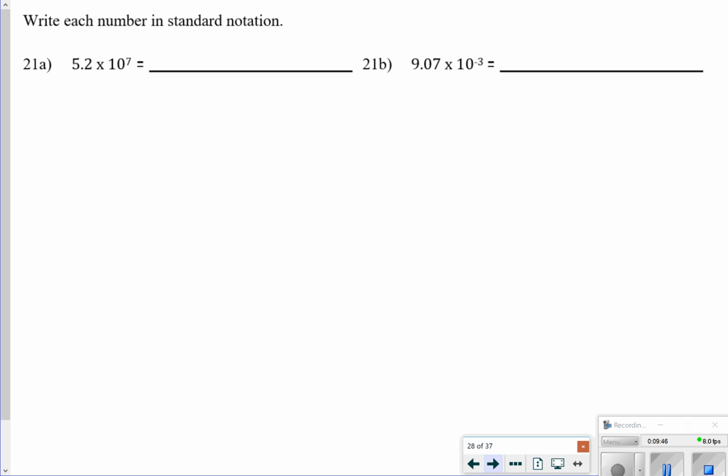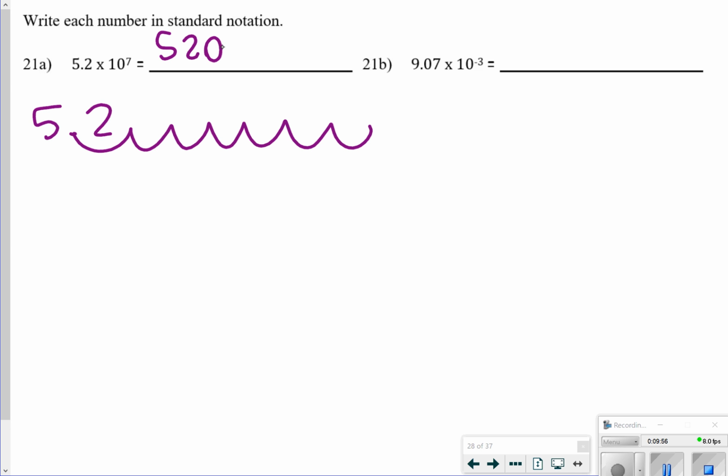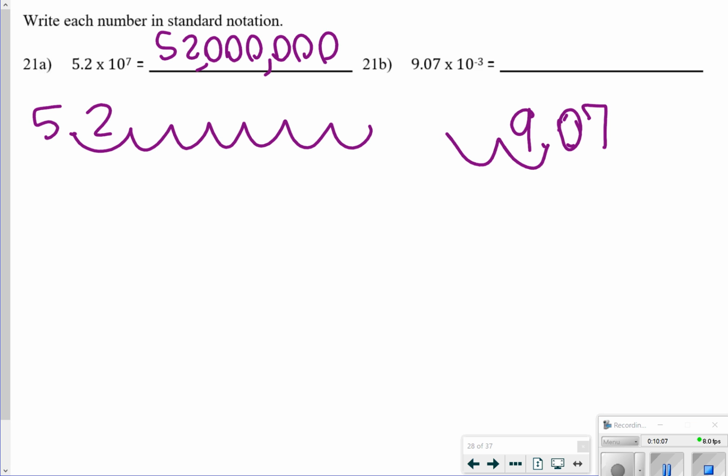For 21a, you're writing this in standard form, so you're taking the number 5.2 and moving it 7 times to the right, or a 52 with 6 zeros behind it, or 52 million. Same thing for 21b, take 9.07 and move it 3 times to the left, so it'll be 0.00907.